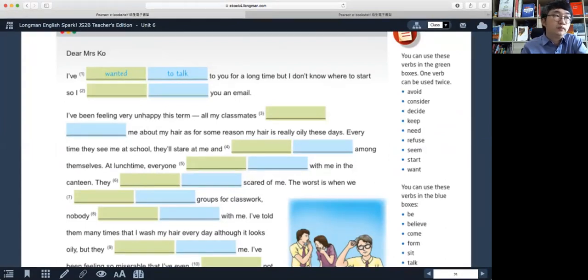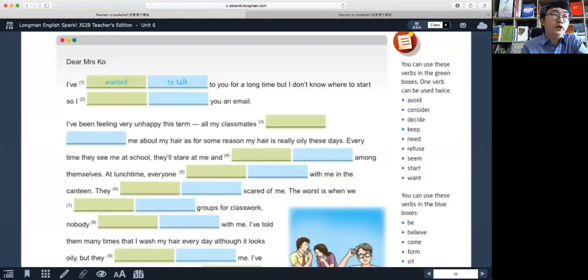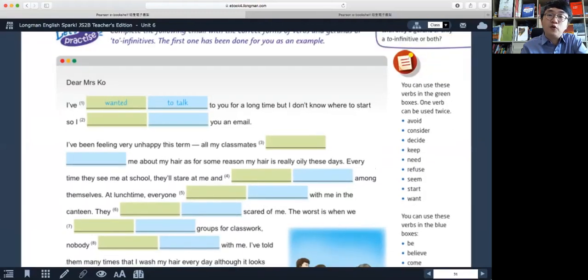All right. So I will do the first paragraph with you as an example. You have to do the remaining as your homework, and your teacher will check the answers with you after we have class at school again. Now let's look at the first one. So this is a letter. Dear Mrs. Cole, I've wanted to talk to you for a long time, but I don't know where to start.